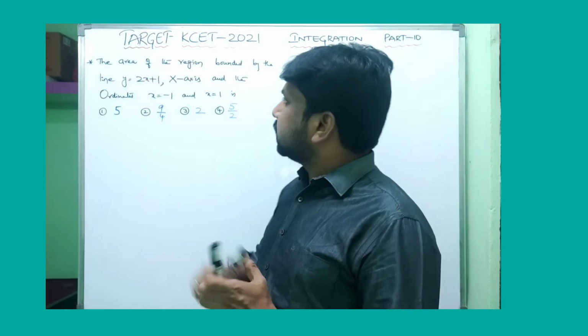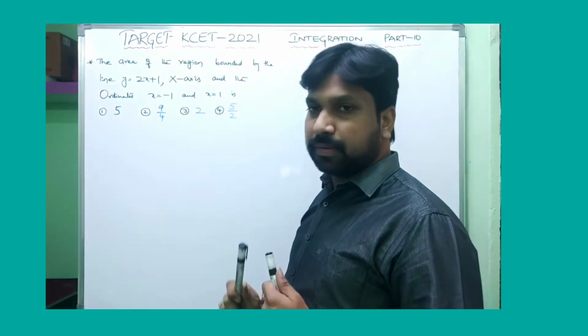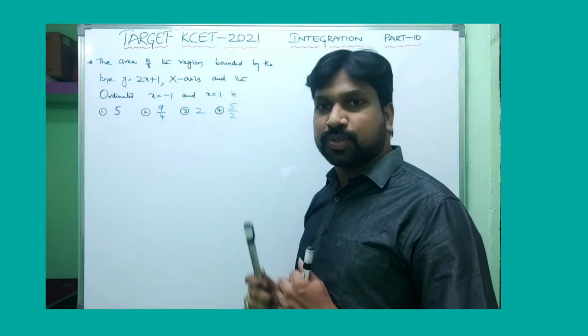Friends, the first question is: the area of the region bounded by the line y = 2x + 1, the x-axis, and the ordinates x = -1 and x = 1.